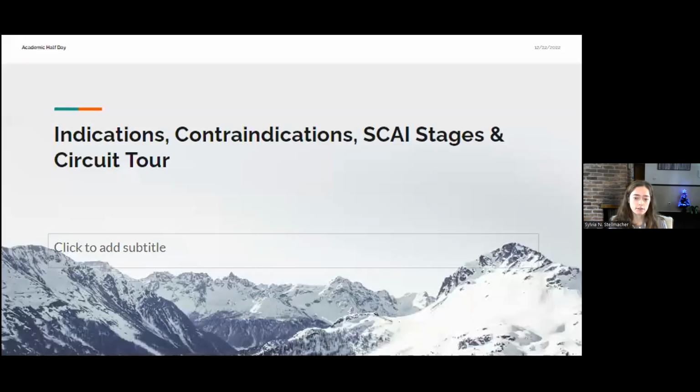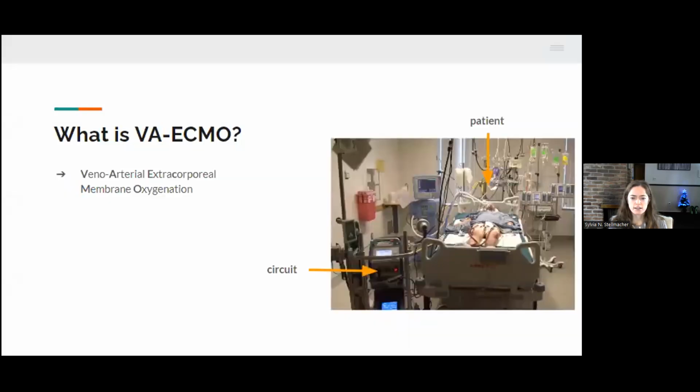So first, we're going to go through the indications, contraindications, SCAI stages, and circuit tour of the VA-ECMO circuit. But first, what is VA-ECMO, you may ask yourself. It is veno-arterial extracorporeal membrane oxygenation. Here's a picture of a patient in the ICU cannulated to ECMO on the right there. You can see the whole circuit and pump and tubing, and obviously a lot of drips there attached to the patient.